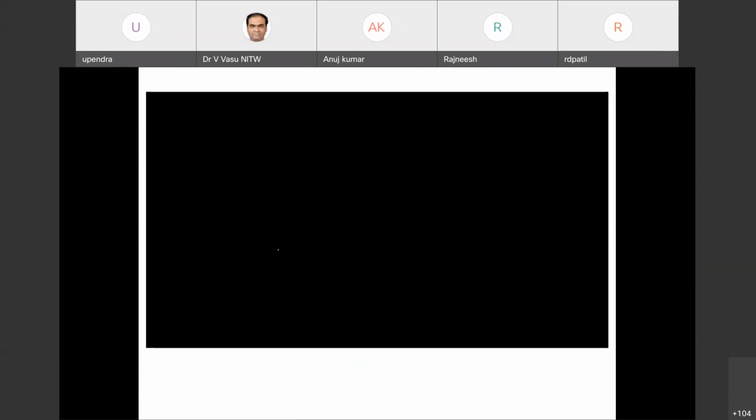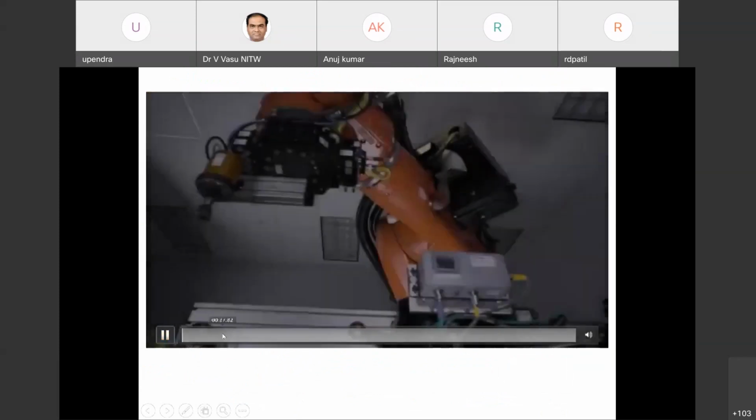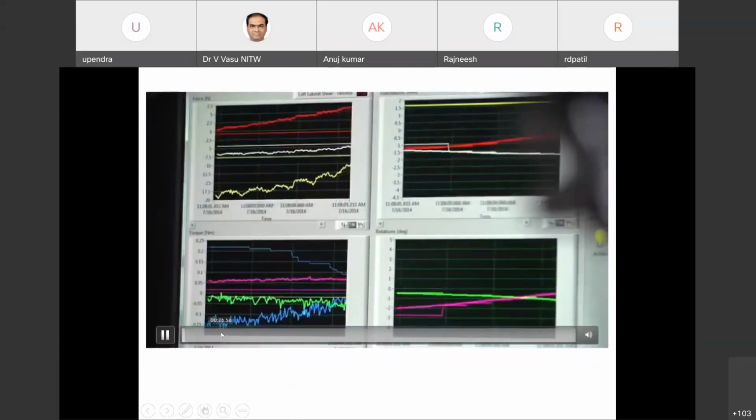I will show you in this video how these strain gauges look in a robot arm.